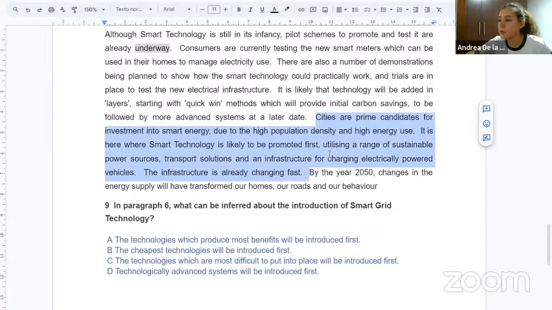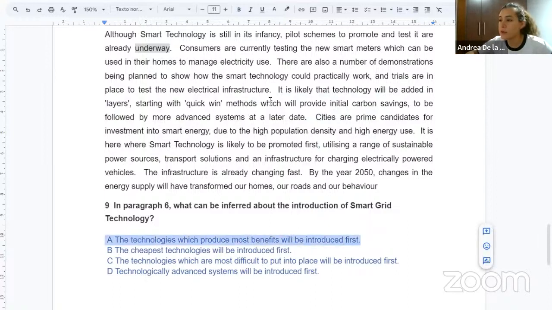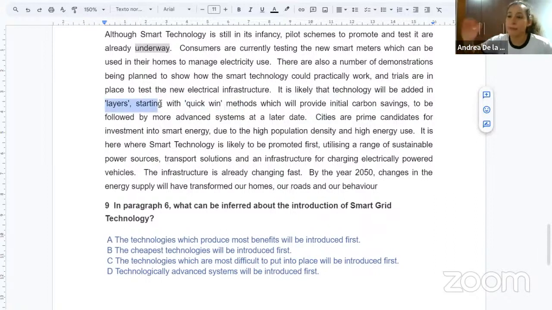And if they're going to be introducing these different solutions, right? Transport solutions, infrastructure for charging electrically powered vehicles. Okay. The technologies which produce most benefits will be introduced first. This is related to what they said about the quick win methods, right? It says this technology will be added in layers. So that means step by step, starting with quick win methods, which will provide initial carbon savings. Does anyone know what quick win means? What is quick win?